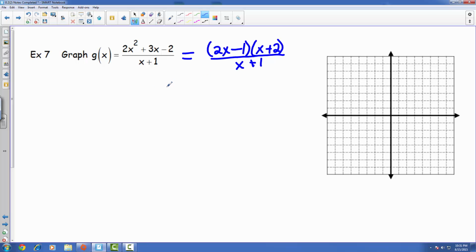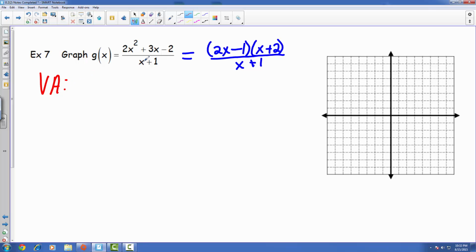Now the reason why we would do that is what we'll see in a little bit, known as holes, but again, we'll save that for a future example. We want to get into the habit of possibly factoring right away. Now, when we're trying to figure out our vertical and horizontal asymptotes and things like that, let's go ahead and actually find our vertical asymptote right now.